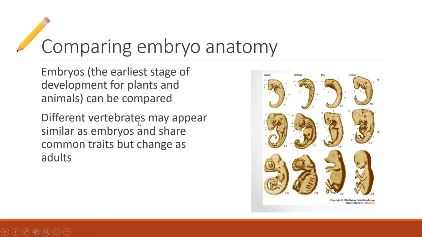Different vertebrates may appear similar as embryos and share common traits, but change as adults. If you look at these two embryos here of a pig and a human, they're pretty similar, but they will later on change to look very, very different. Especially even here, if you go further back, these two embryos sort of match, at least for the start. Yeah, embryology is just another way that we can study evolution.